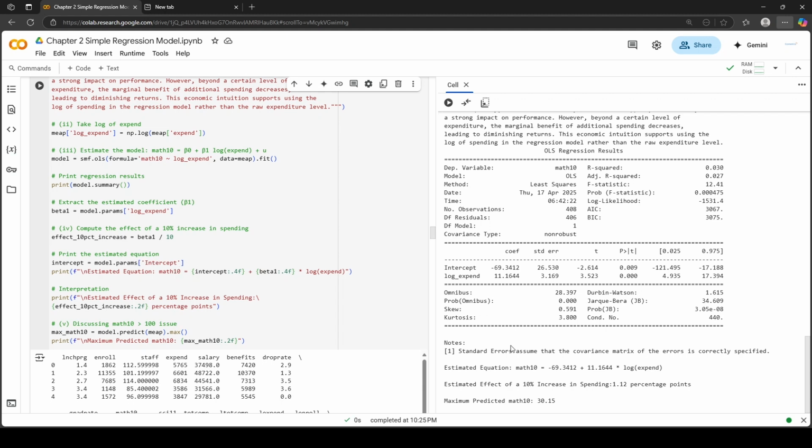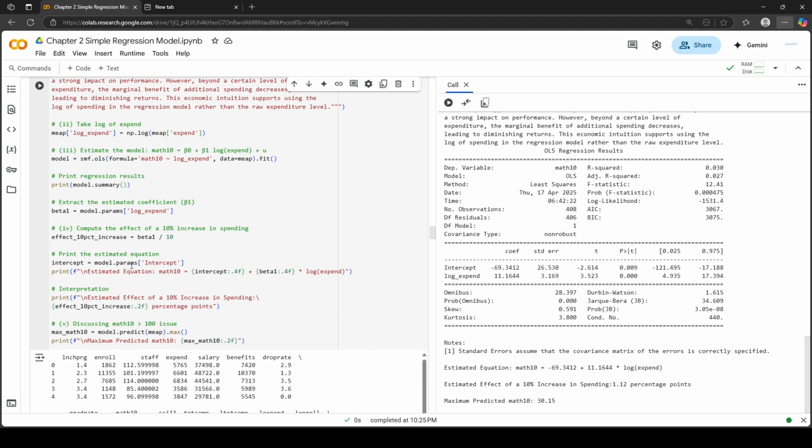So the estimated equation is math10 equals minus 69.34 plus 11.16 times log expend. So what is the interpretation of this value 11.16? The estimated effect of a 10% increase in spending leads to a 1.12 percentage points increase in the mathematics pass rate.